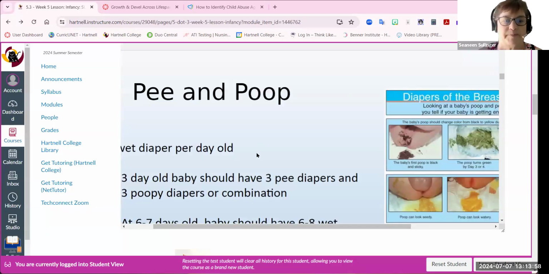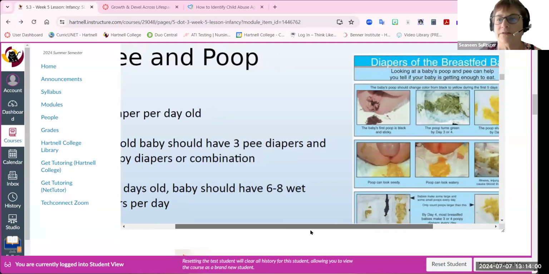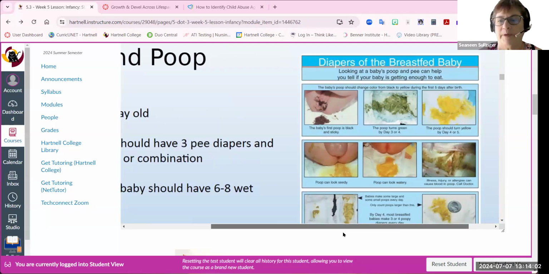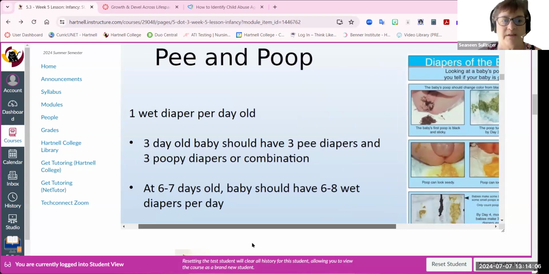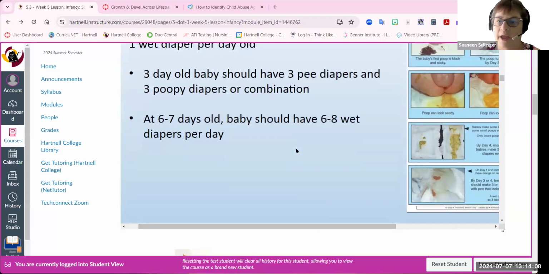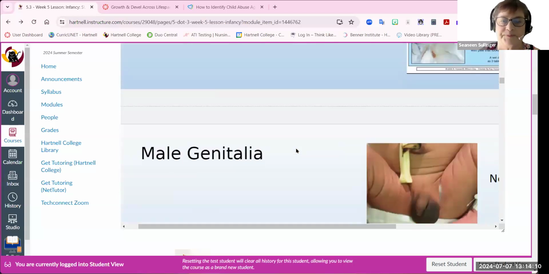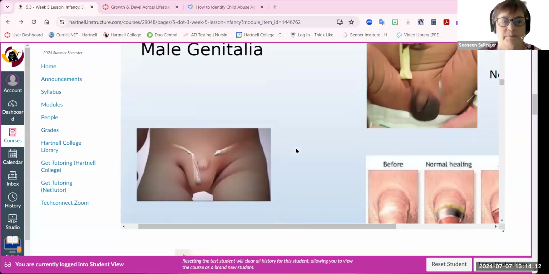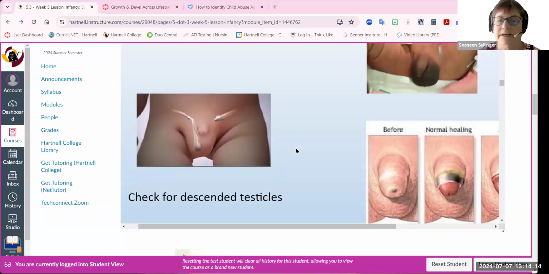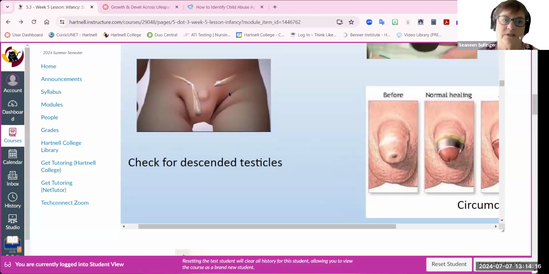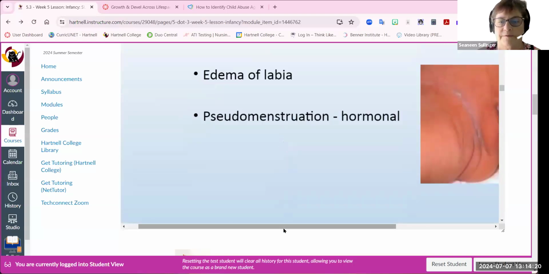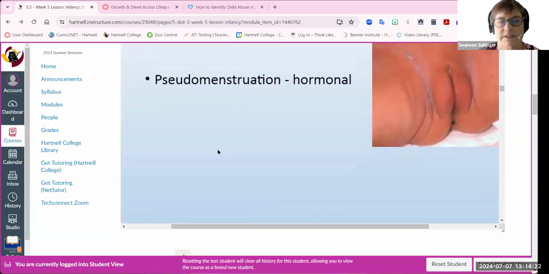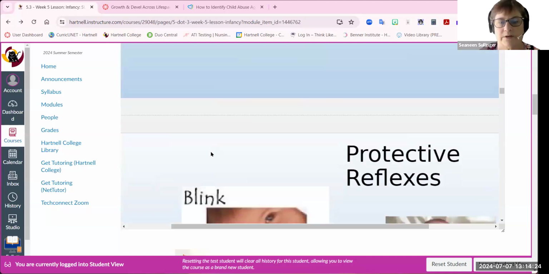Pee and poop. Gotta love pee and poop. Baby poop, different colors of baby poop. I actually have this poster in my office. How many wet diapers should the baby be having? What should it look like? Going into male and female genitalia, looking at circumcision. We want to make sure that the testicles are descended in the male, different female genitalia. So all physical characteristics.